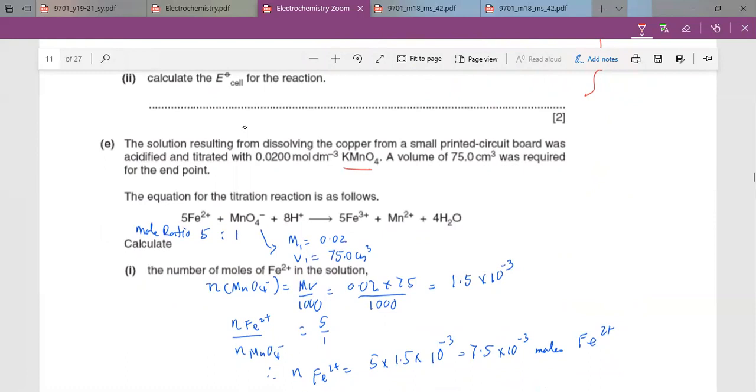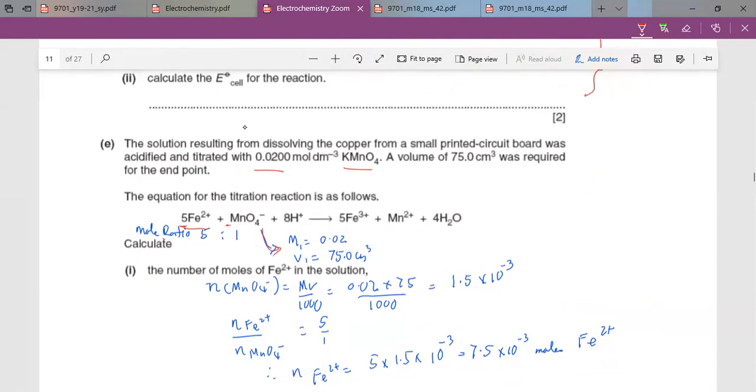I know. So 5 Fe2+ to KMnO4, this is the balance for you, so nice. Remember the mole ratio is 5:1 mole. So the direction is here. Now you're given the molarity of your KMnO4, which is 0.02. I put it down here already. The volume used is 75.0.